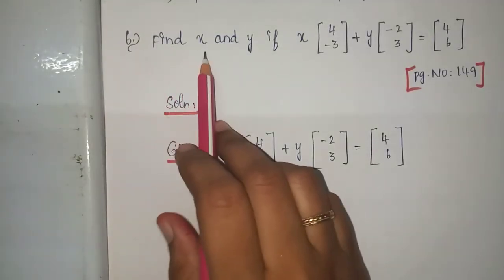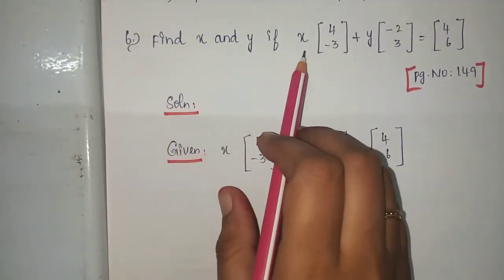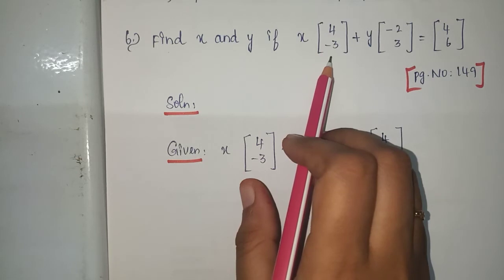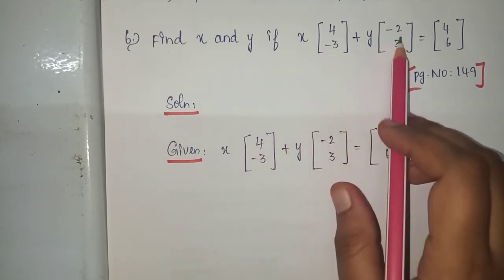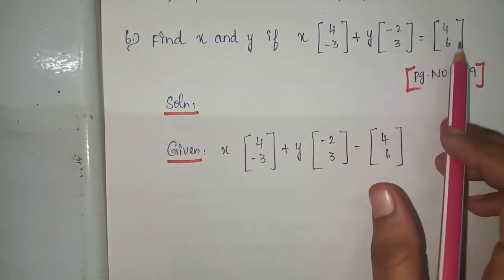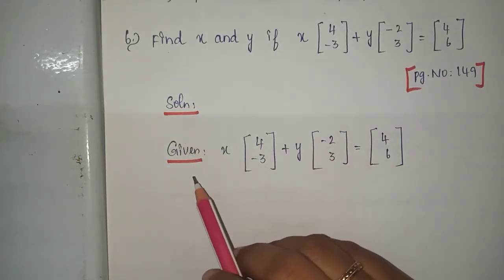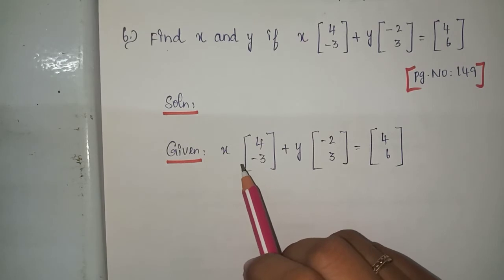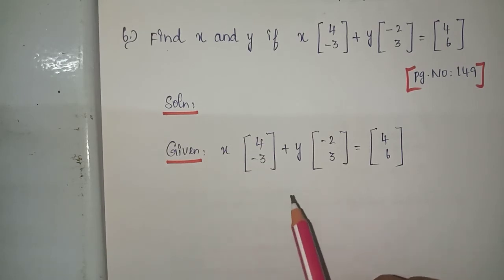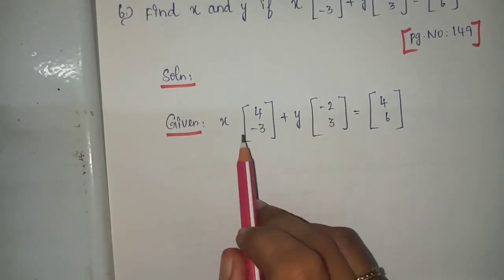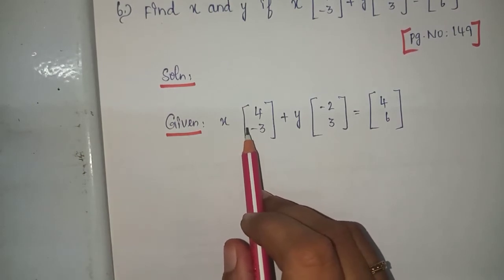Problem number 6. Find x and y if x into the matrix 4, minus 3 plus y into the matrix minus 2, 3 is equal to the matrix 4, 6, which is on page number 149. In the solution, you just write the question as it is. The next step is to form the equation.